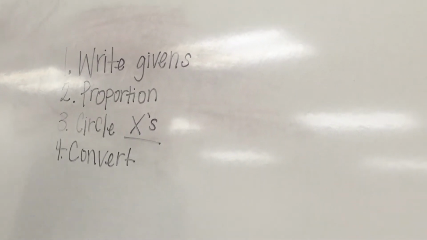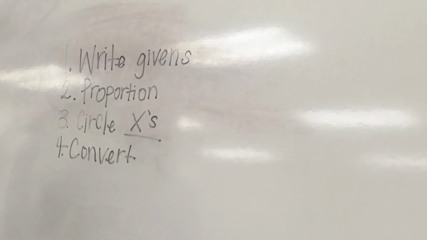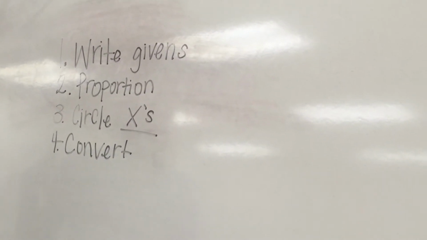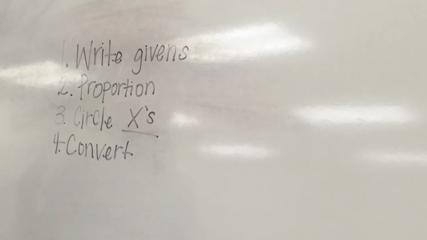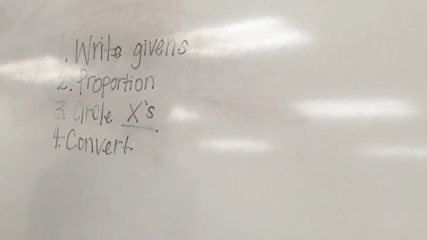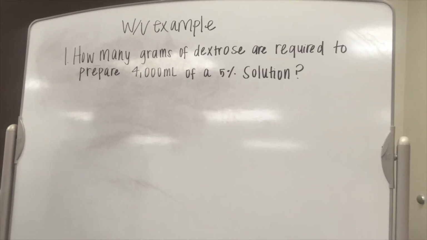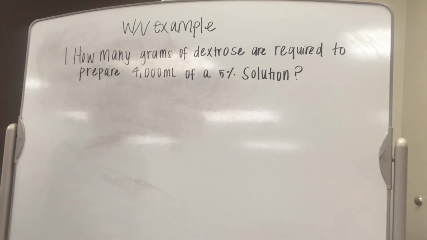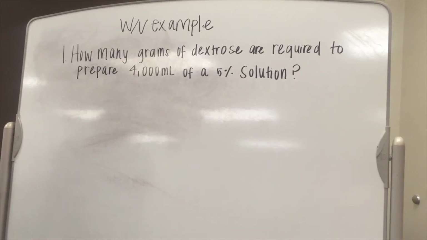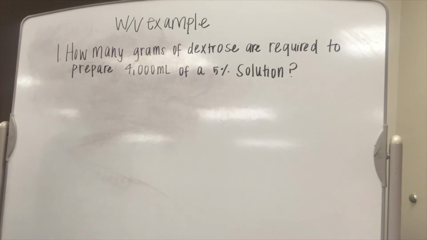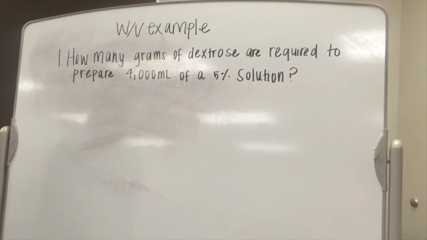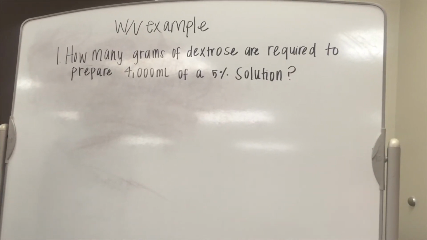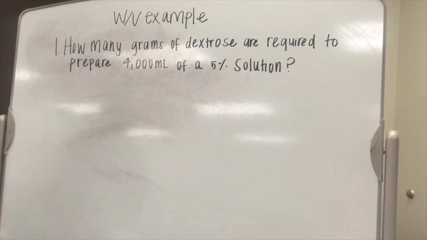So once again, the first step is to write what you're given. The second step is to make your proportion. The third step is to circle your X's, meaning what you're looking for. And the fourth step is to convert to the answer that they want. The first example that we're going to do is using weight per volume and the basic grams per mL preparation percentage. The question reads, how many grams of dextrose are required to prepare 4,000 milliliters of a 5% solution?